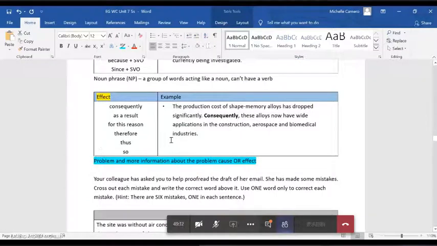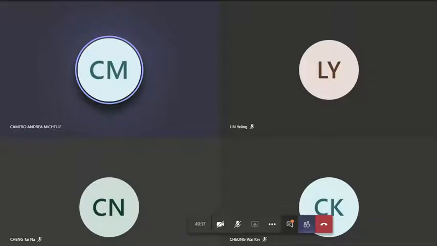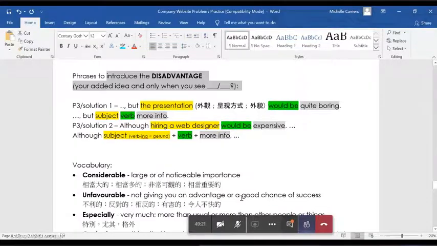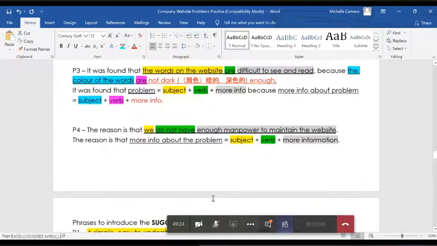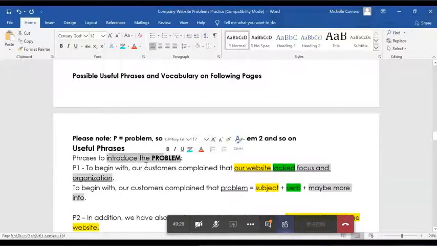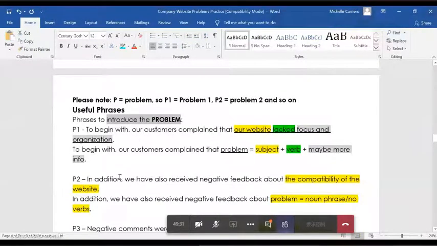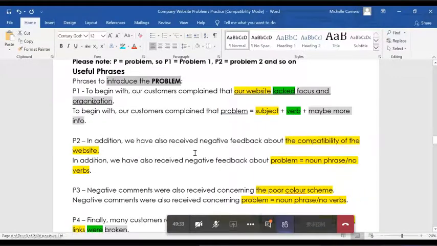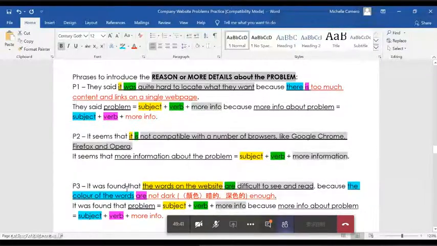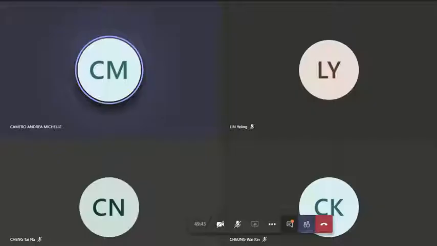So again, if you're not comfortable using these, if you don't want to use them, that's okay, because you'll remember that I've given you practice papers, and I've given you a list of words you can use. You can use these phrases to introduce the problems, like to begin with, our customers complain that. In addition, we've also received. And you can use these other phrases to give more information about the problem, such as it seems that, it was found that. So you can use those phrases if you're not comfortable using cause and effect words.